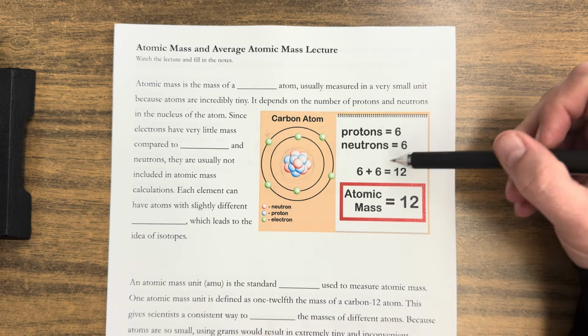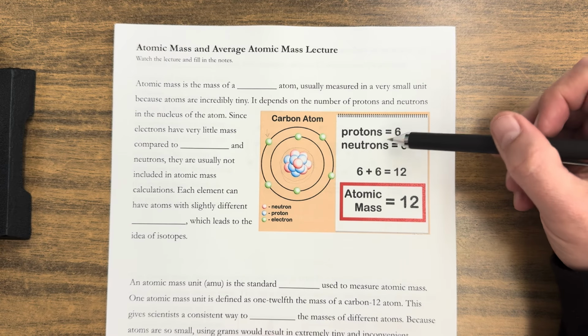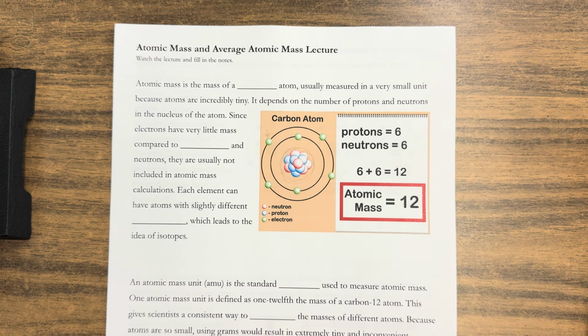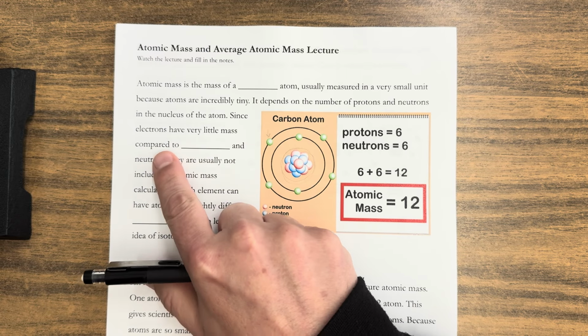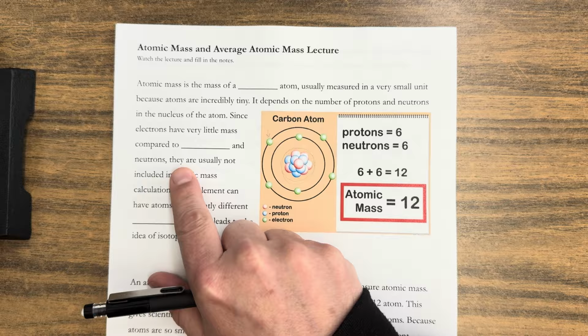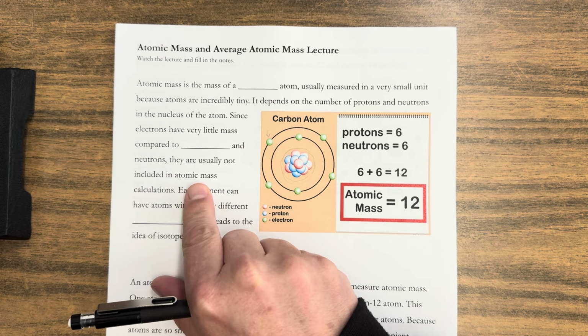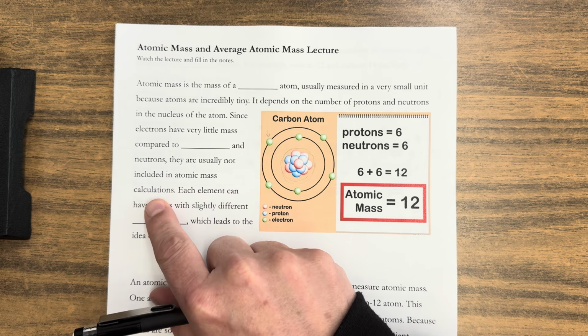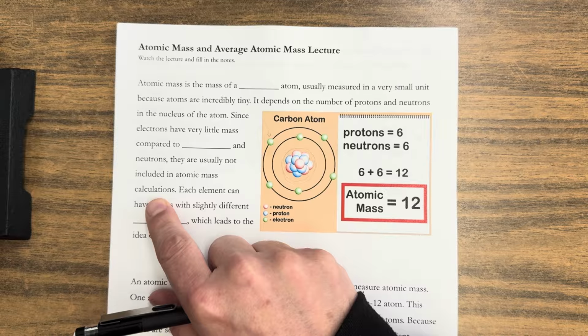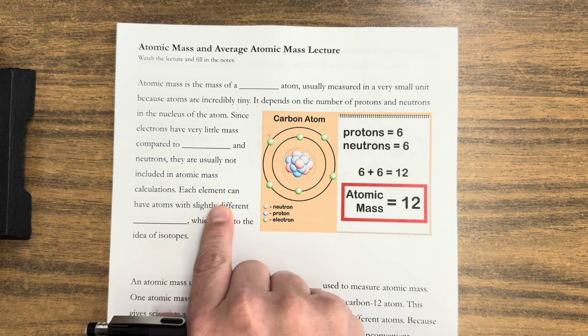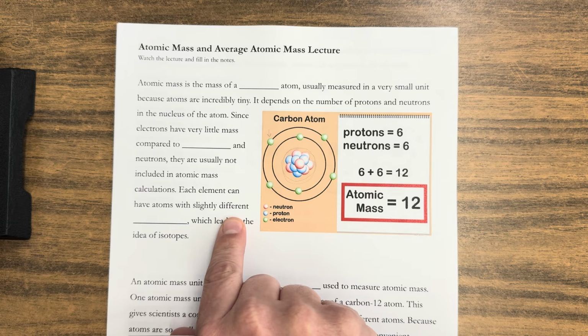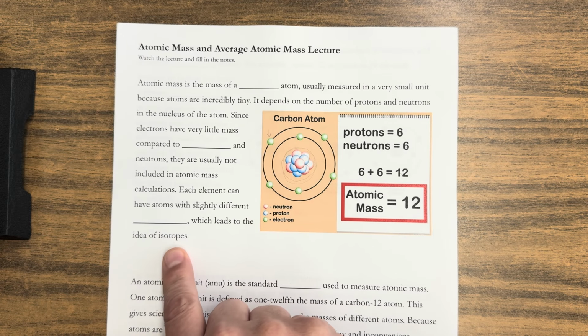So for the atomic mass, I just add up the two. Number of protons, 6, number of neutrons, 6. That gives me 12. That's going to be our atomic mass. Since electrons have very little mass compared to protons and neutrons, they are usually not included in atomic mass calculations. So again, depending on how you look at electrons, they either have a negligible mass, just super tiny, or no mass at all. Each element can have atoms with slightly different masses, which leads to the idea of isotopes.